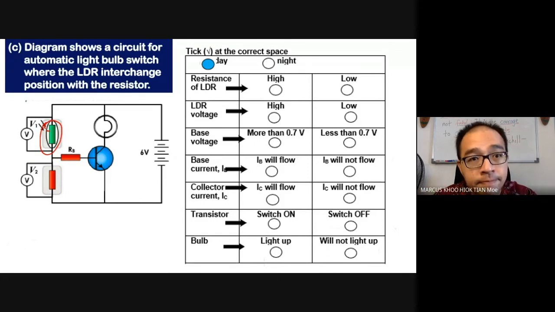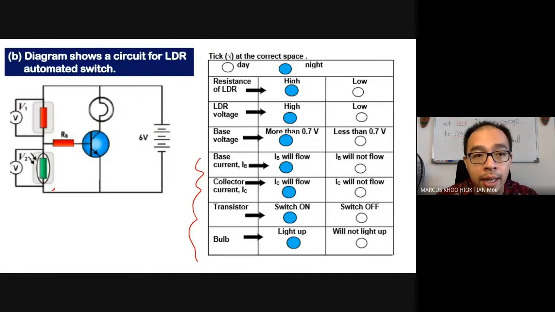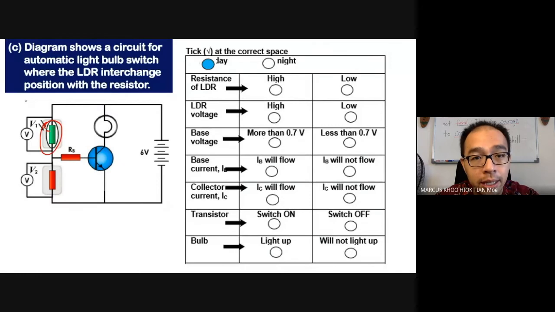In the daytime, now, when the LDR interchange, now I change this position. When will this light bulb menyala? In the day or in the night? Just now we saw that only at night, and if the position is down here, the bulb will light up. So in the daytime, the resistance of the LDR is still low. Definitely that doesn't change. No matter where you put this, resistance of LDR depends on the time of the day, bukan your position. And because of that, the LDR voltage will be low. Here will be low voltage.